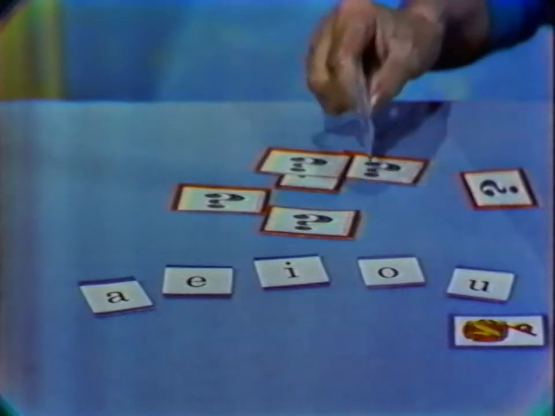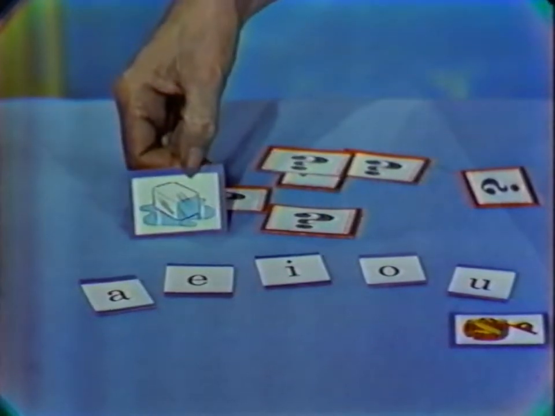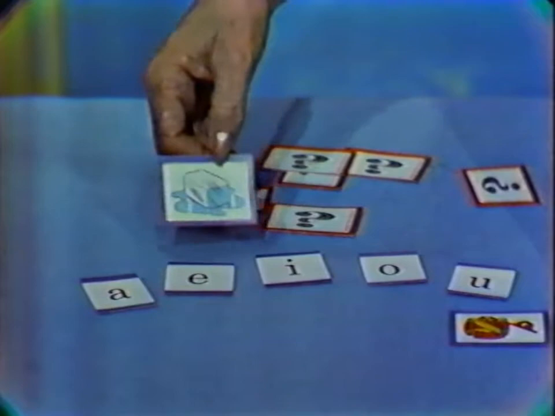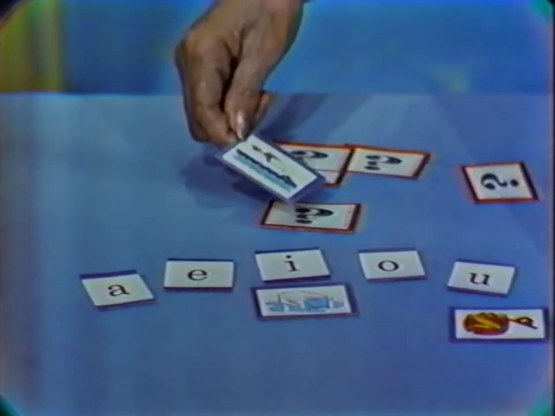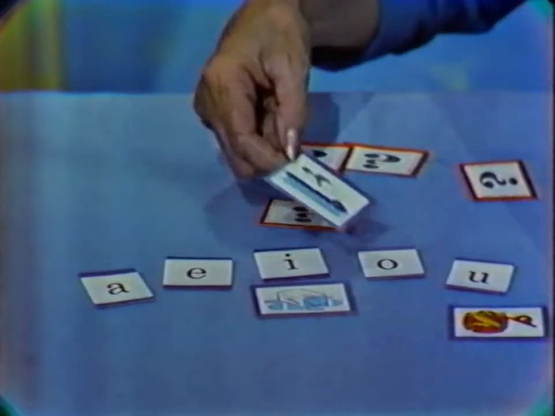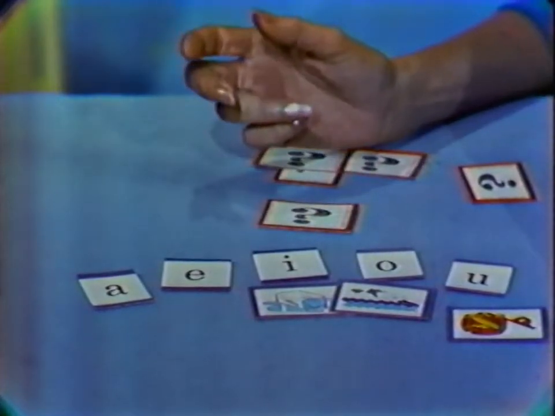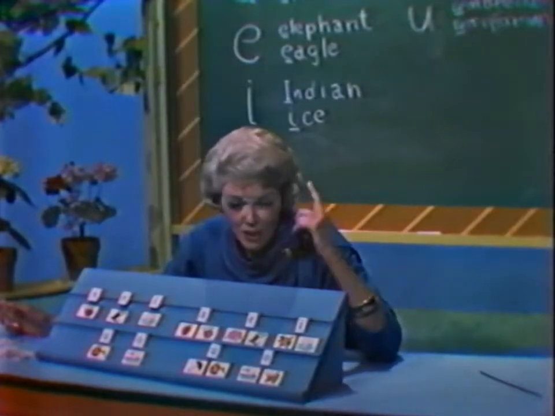Let's draw one more. And what do we have? Ice. Where shall we put it? Under the I. A fast one. O, ocean. And where does it go? Under the O. Play the game at home, and I'll be back in just a few minutes to give you your homework.